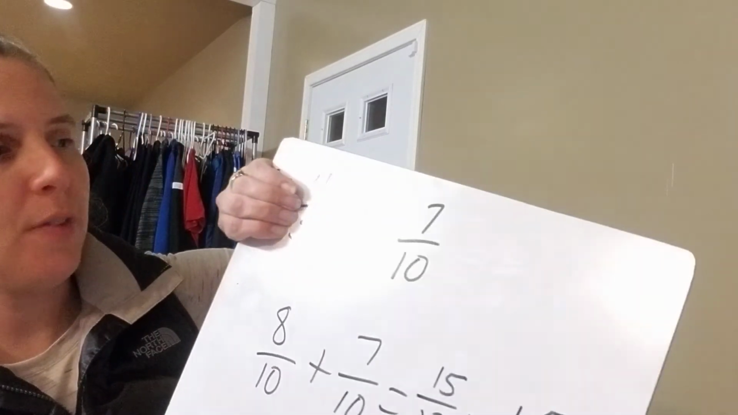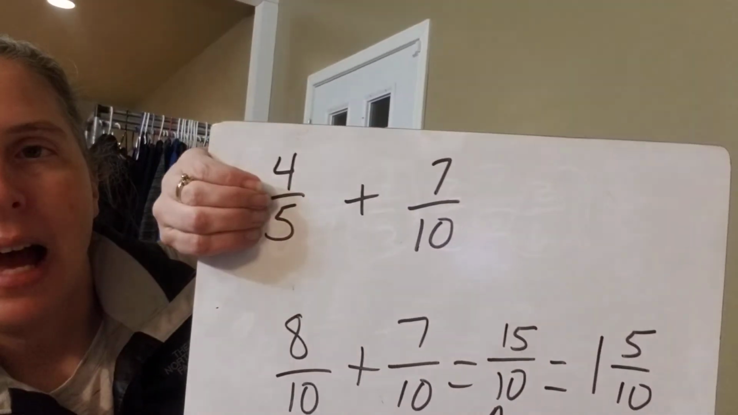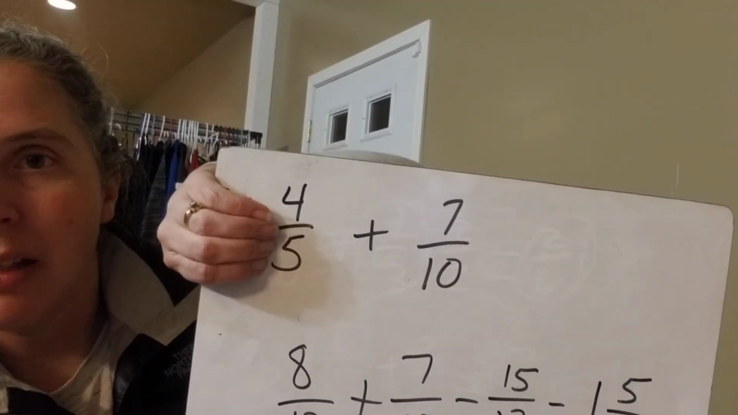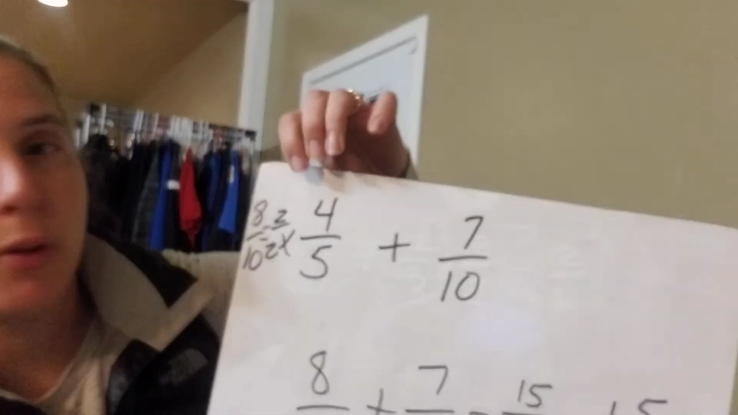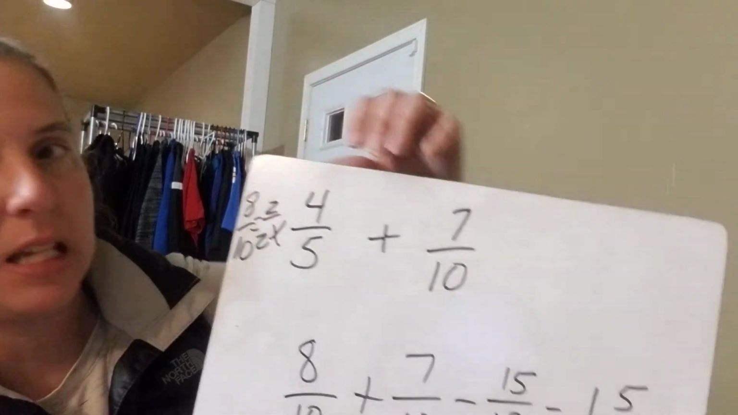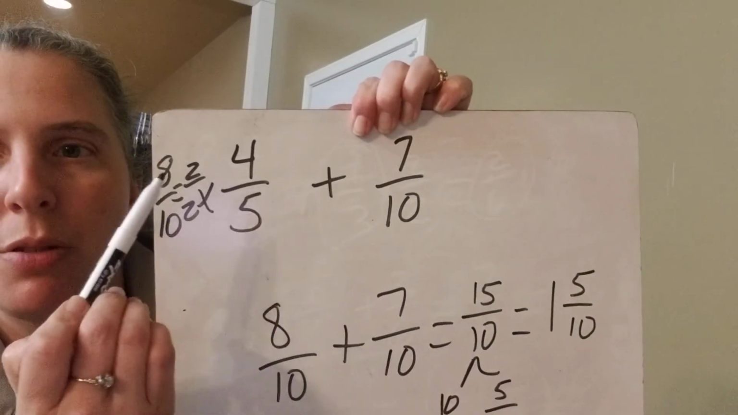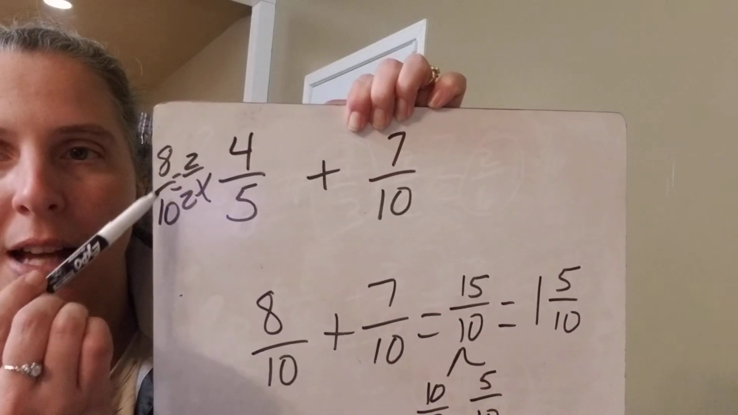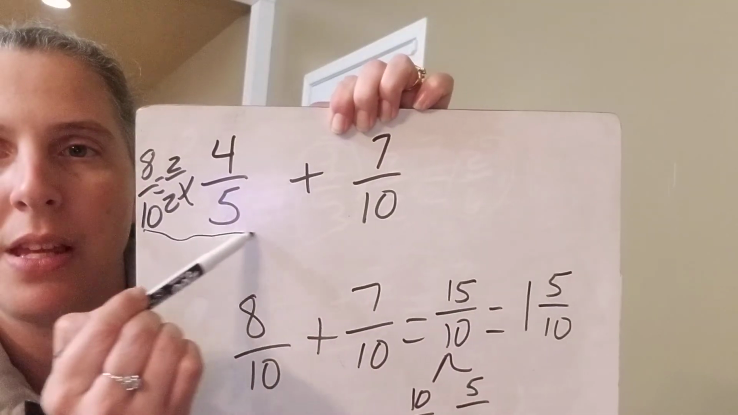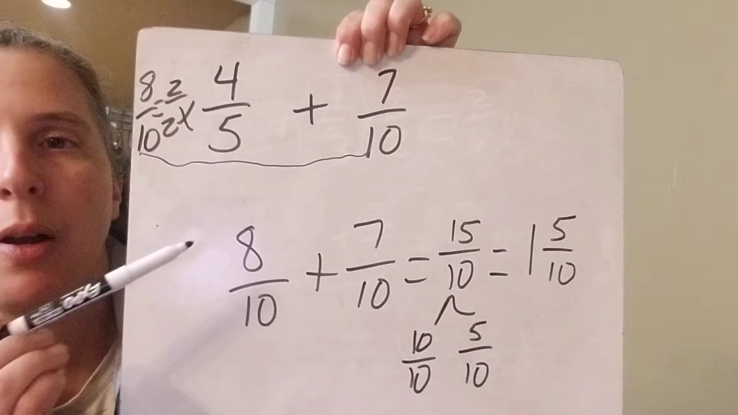All right, 4/5 plus 7/10. I can see 5 goes into 10, right? All I had to do was multiply it by 2. I ran out of room, so I kind of have to make almost chicken scratch. Just make sure that you can see what you're doing. 4 times 2 is 8. 5 times 2 is 10. So my new equivalent fraction is 8/10, so that these two have the same denominator.